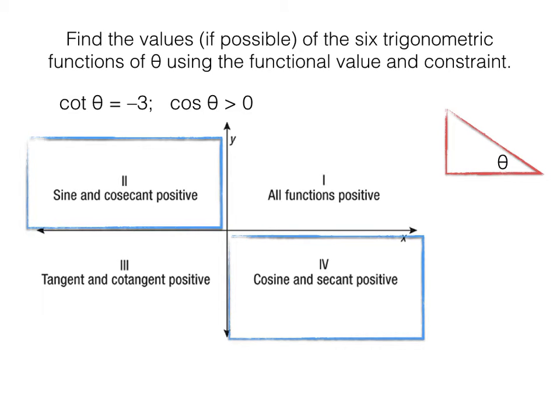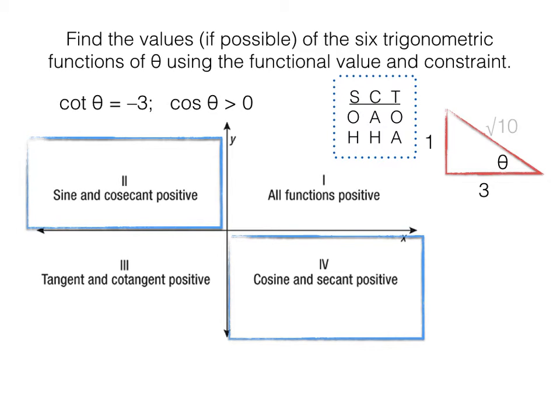All right, so here's our right triangle. Here's SOHCAHTOA. Cotangent is adjacent over opposite. So we'll put 3/1. Using the Pythagorean theorem, a squared plus b squared equals c squared equals 10, so the hypotenuse is the square root of 10. Now we can write down our values for the 6 trig functions.